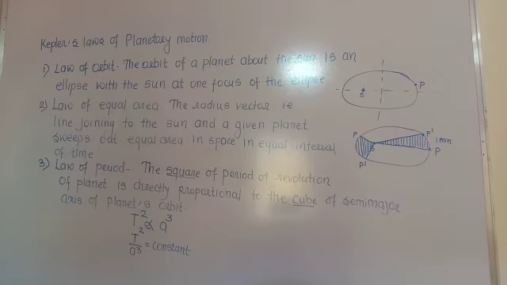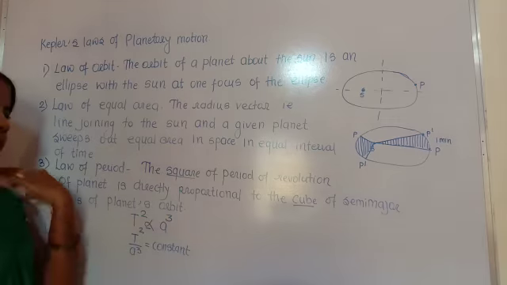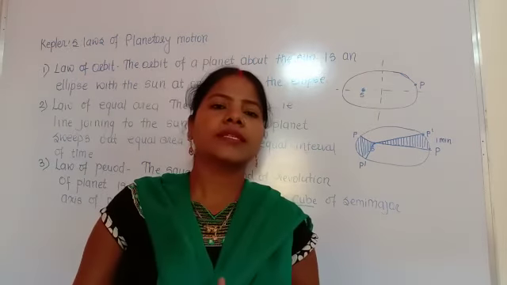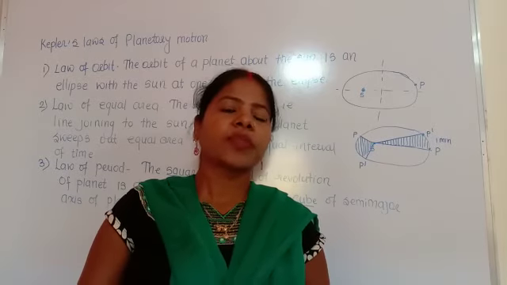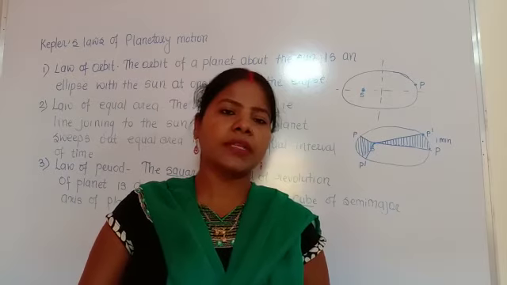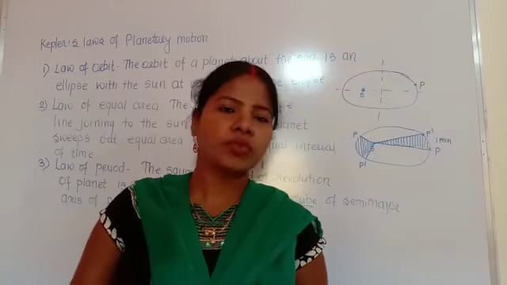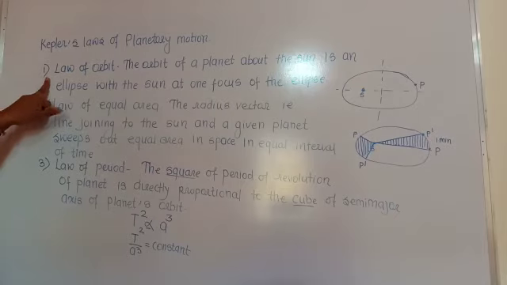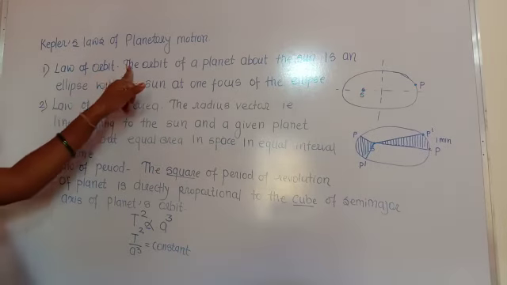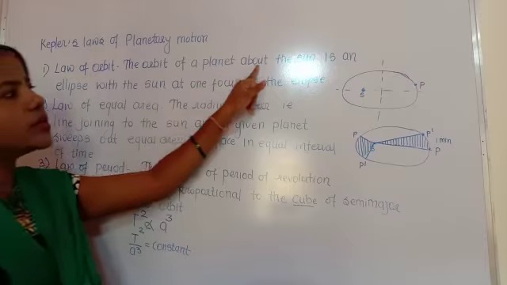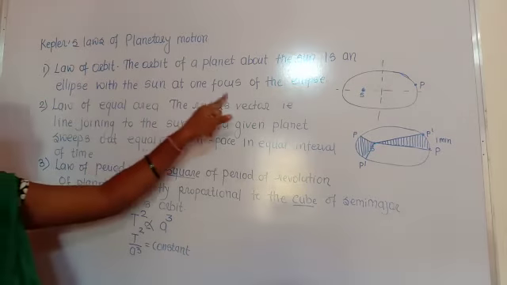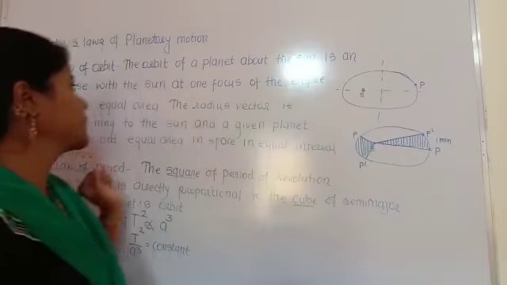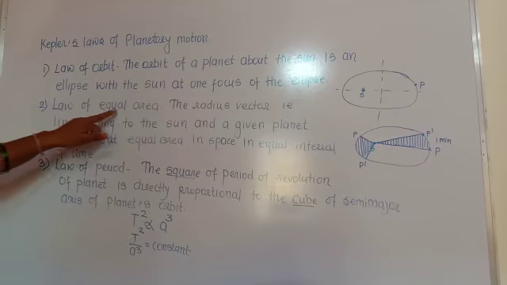So these three are Kepler's laws of planetary motion. In our exam, we have to understand only the statements from the exam point of view. There is no need to prove them, so we only remember the statements. First is the law of orbit: the orbit of a planet around the sun is an ellipse, which means the planet moves around the sun in an elliptical orbit, with the sun at one focus of the ellipse. An ellipse has two foci.